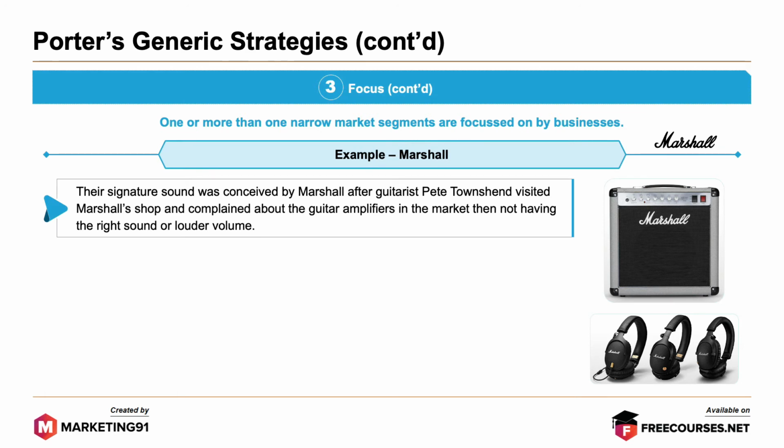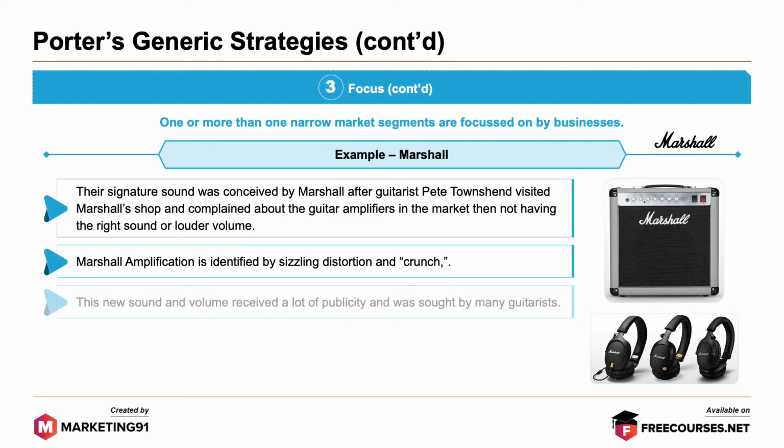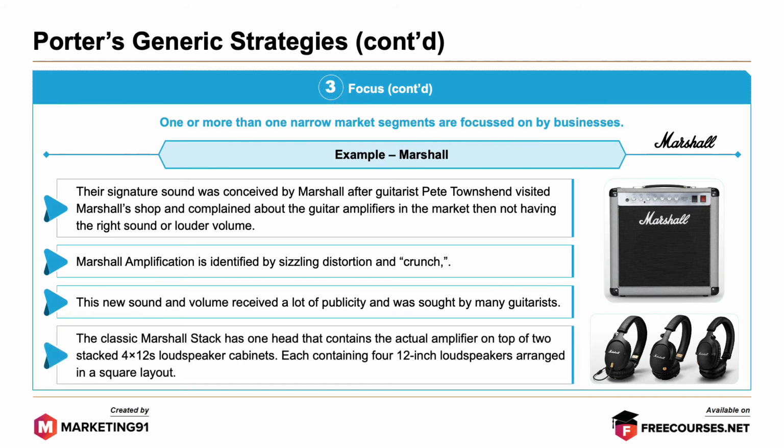Moving further, their signature sound was conceived by Marshall after guitarist Pete Townsend visited Marshall's shop and complained about the guitar amplifiers in the market not having the right sound or louder volume. Marshall amplification is identified by sizzling, distortion, and crunch. This new sound and volume received a lot of publicity and was sought out by many guitarists. The classic Marshall stack has one head that contains the actual amplifier on top of two stacked 4x12 loudspeaker cabinets, each containing 4 12-inch speakers arranged in a square layout.